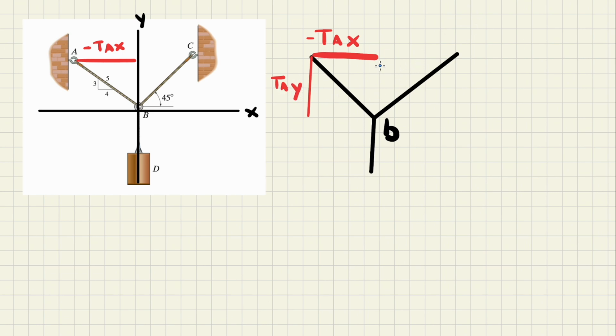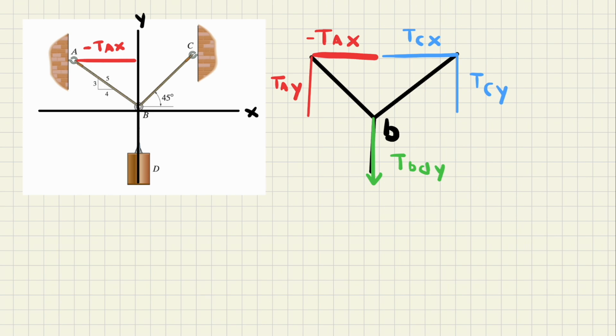And then we also have for CB, tension in the CX and tension in CY. And then we have this tension down here that only goes in the y direction, and that is the tension of BD in the y direction.